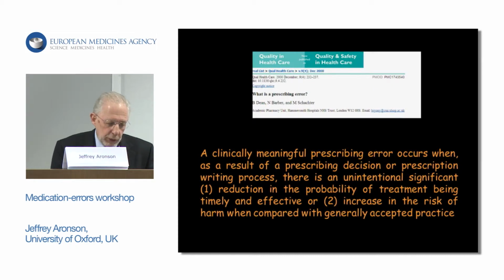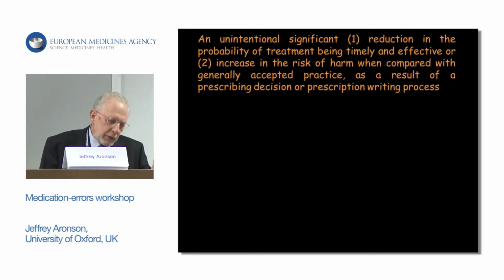Incidentally, in passing, there are two things to say. Firstly, this is not a definition. It describes when an error occurs. It doesn't define it. Secondly, it importantly distinguishes between decisions and writing, and I think it is important to distinguish these two. I prefer to talk about prescribing faults for the decision-making process and prescription errors for the writing process, and the word prescribing in English is ambiguous. So I've rewritten this a little, we needn't pay attention to that, to try to bring it towards being a proper definition.